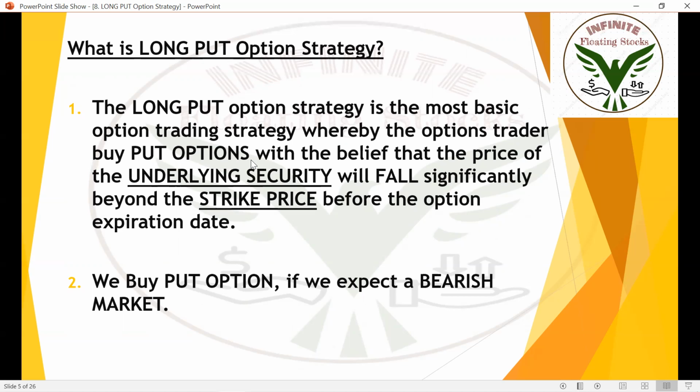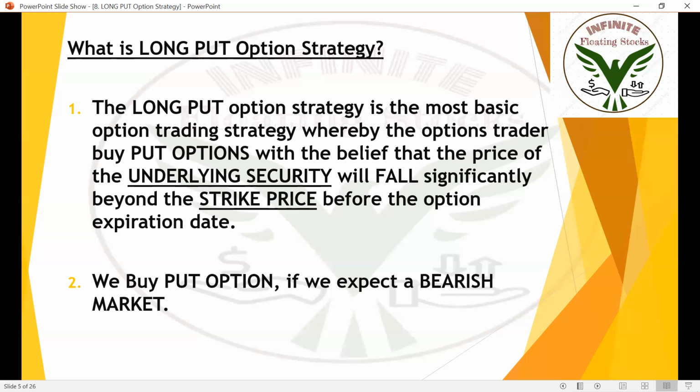We buy a put option with the belief that the price of the underlying asset or underlying security, such as Nifty, Bank Nifty, a Tata Motors stock, a Reliance stock, TCS, or Infosys, will fall. It is going down, so the view is bearish here.